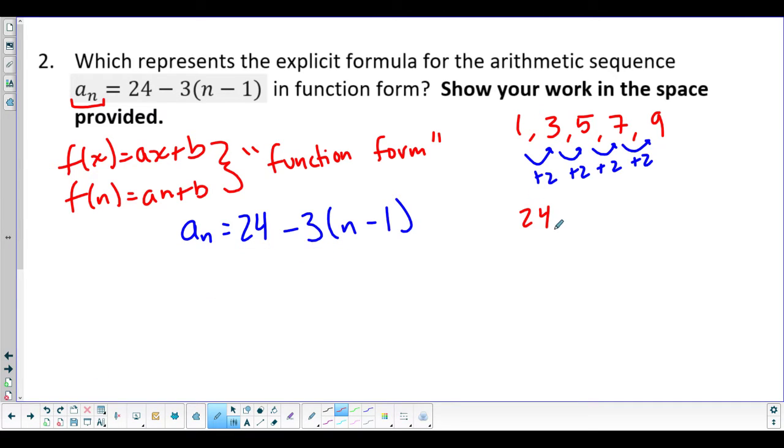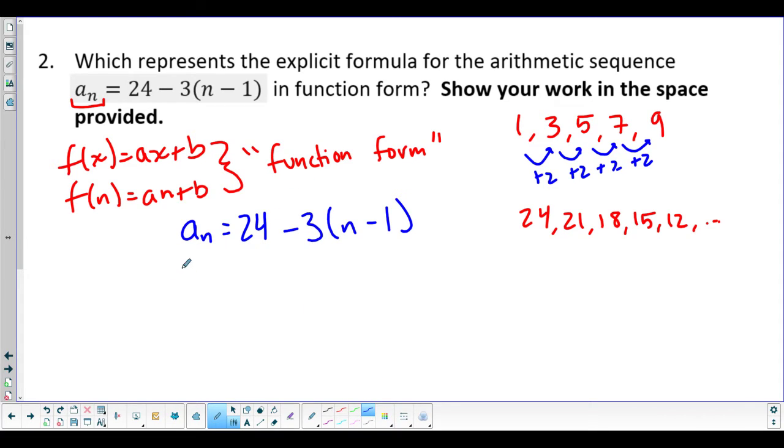So I could just write out the sequence. It could be 24, 21, 18, 15, 12, dot, dot, dot. This is that, but I don't really care about that. That was just sort of extra exposition for you. I just want to rewrite this as a function.